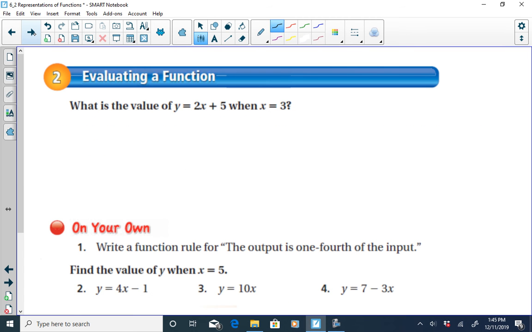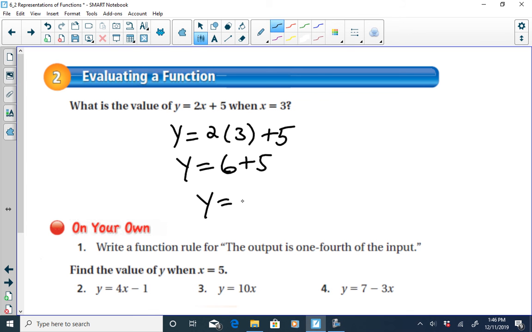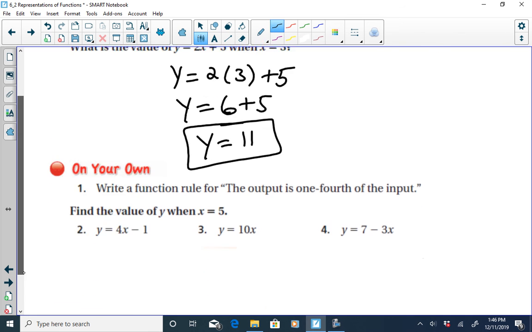What is the value of y is equal to 2x plus 5 when x is going to be equal to 3? Well, we are all familiar with this type of function. Our output is y, our input is x. So we take the rule and we replace our input with 3. So y is going to be equal to 2 times 3 plus 5. Y is equal to 2 times 3, which is 6, plus 5. So y is equal to 11. So your output is equal to 11 when your input for this function is 3.